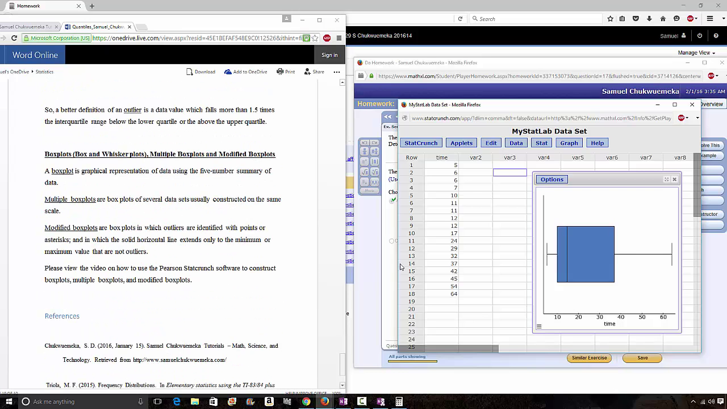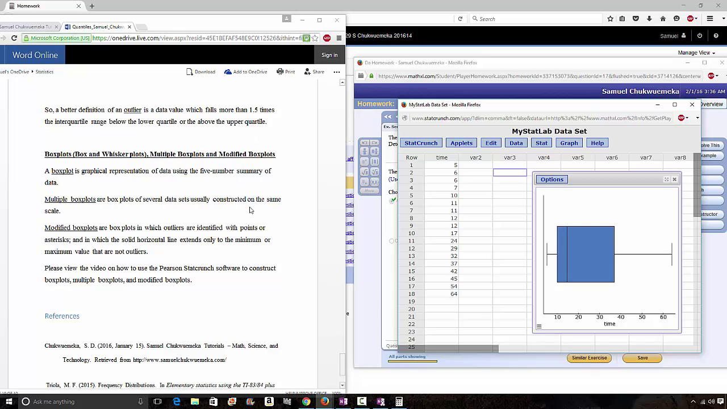So with modified box plots, if there were outliers, it will indicate them by points or asterisks. Then the solid horizontal line extends only to the minimum or maximum value that are not outliers. So if the minimum or the maximum was an outlier, the solid line would not extend to it. That is what it's saying.